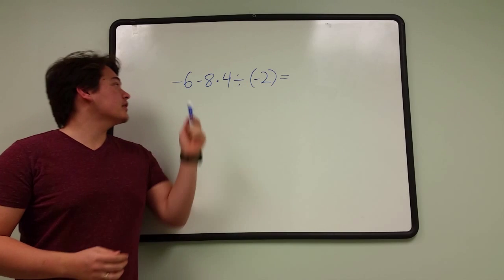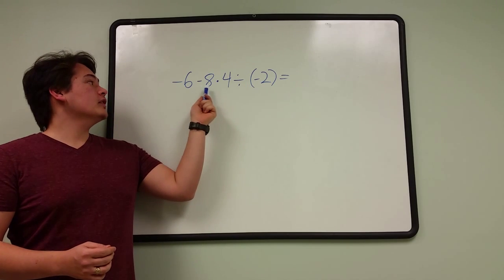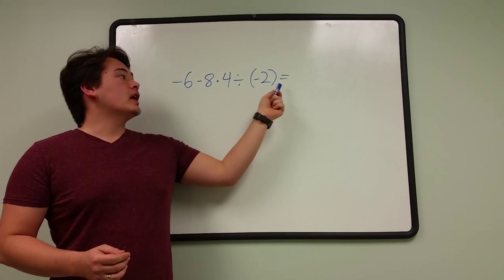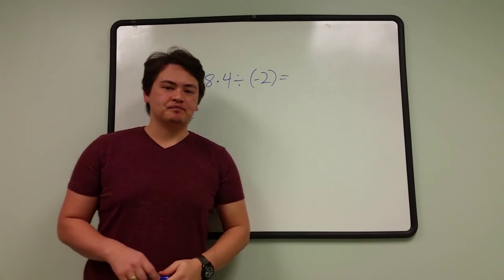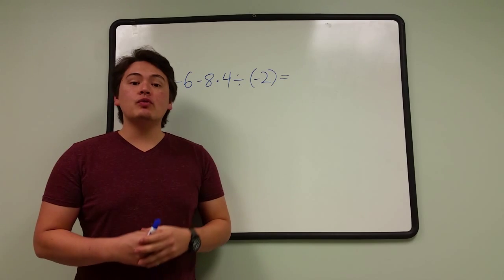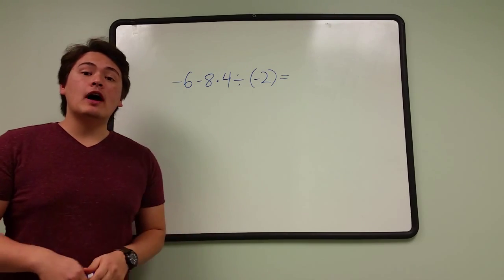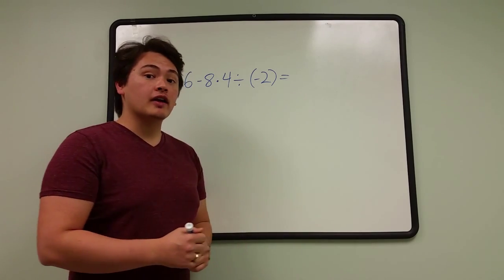This question states, -6 minus 8 times 4 divided by -2 is equal to what? So when we're tackling this problem, we want to remember the order of operations. The order of operations is called PEMDAS.